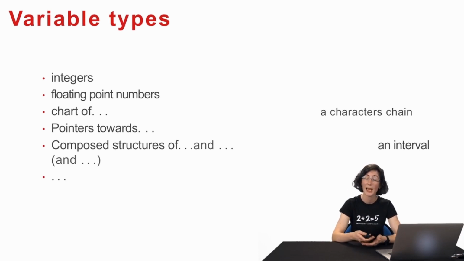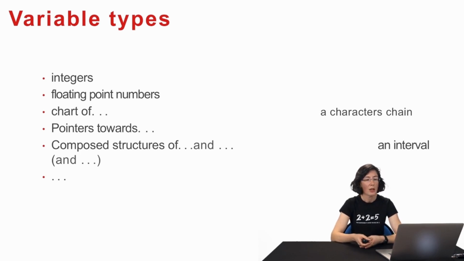There is a certain number of variable types, which means that when you declare a variable, it is given a type. What kind is it? Is it an integer? Is it a chart? It can be an integer, it can be a floating point number, so a real value. It can be a chart. In that case, it must be specified what is in the chart. It can be an integer chart or a floating point number chart.